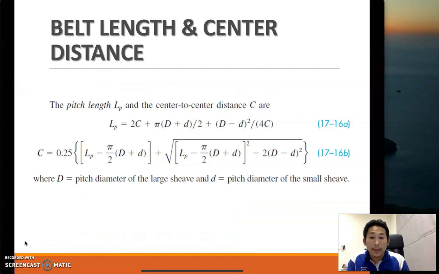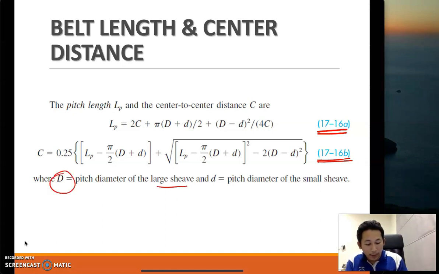Belt length and center distance. So this is the pitch length and the center-to-center distance equation for our timing belts. So this is for the length and this is for the center-to-center distance. D is the pitch diameter of the large sheave, big D, and small d is the small sheave.